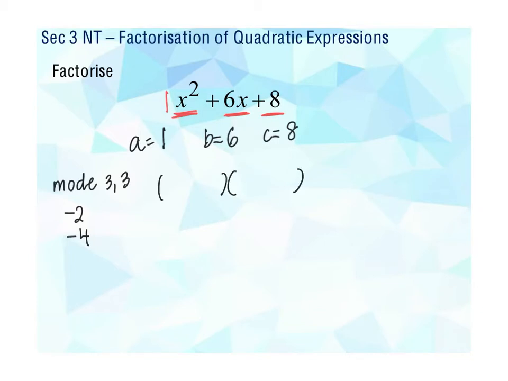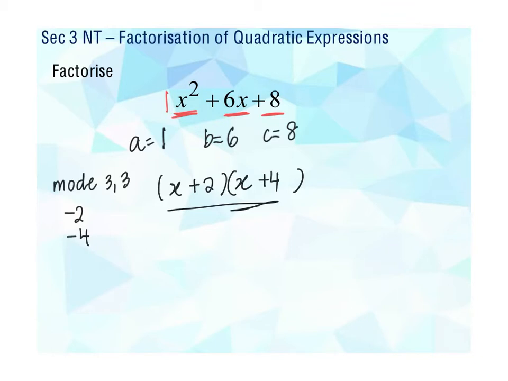What times what gives me x squared? X times x gives me x squared. Then I will consider the numbers. This is minus 2, so I will have to write plus 2. This is minus 4, I will have to write plus 4. Now this is the shortcut to your answer. But what exactly is the working?